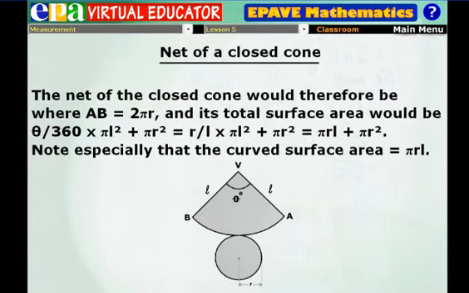The net of the closed cone would therefore be as shown, where AB equals 2 pi r and its total surface area would be theta divided by 360 times pi L squared plus pi r squared equals r divided by L times pi L squared plus pi r squared equals pi rl plus pi r squared. Note especially that the curved surface area equals pi rl.